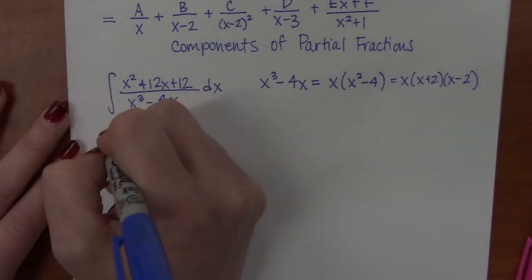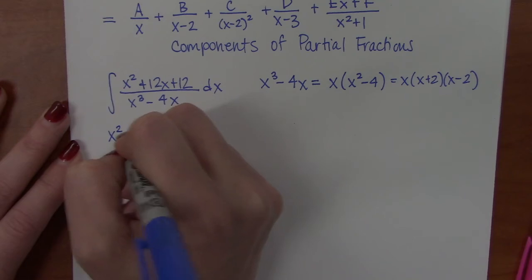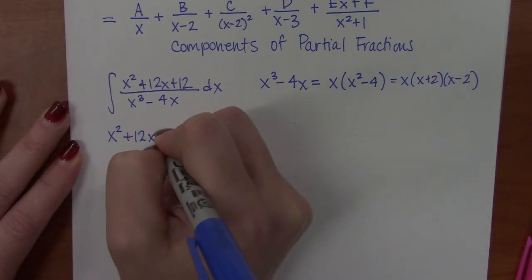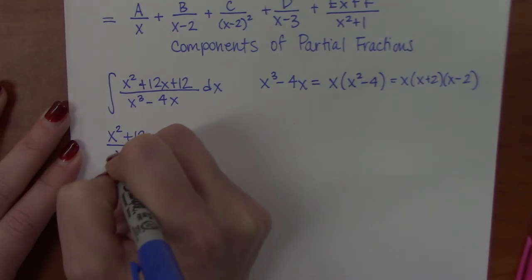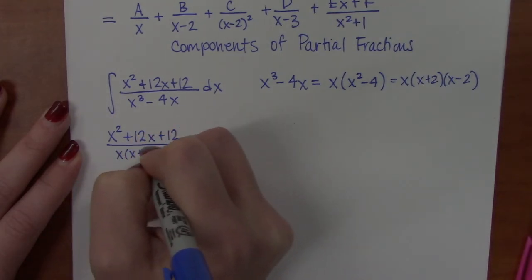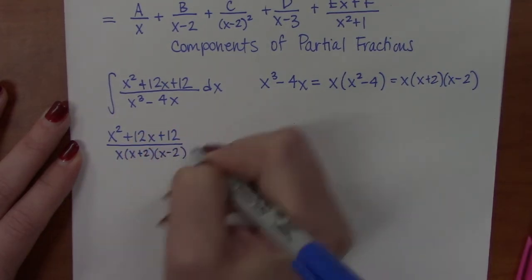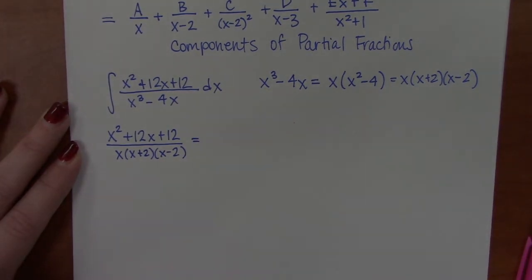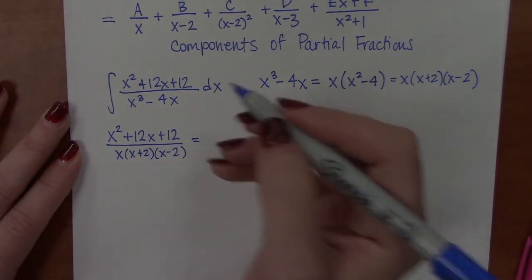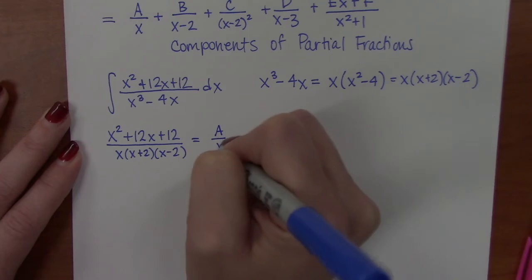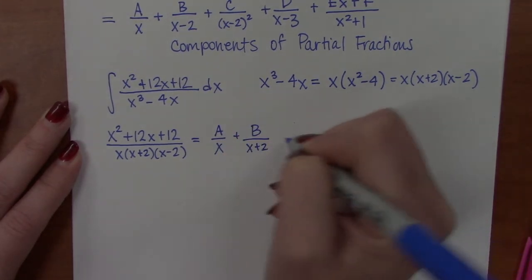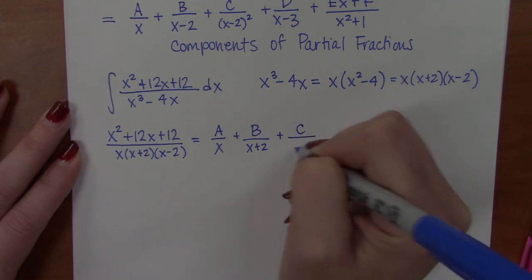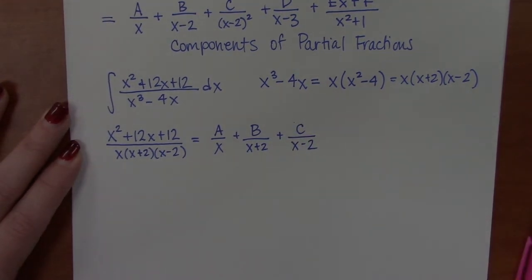So that means, I'm going to drop the integral for a minute, that this fraction we started with is now possibly the sum of three linear fractions. So we'll have a over x plus b over x plus 2 plus c over x minus 2.